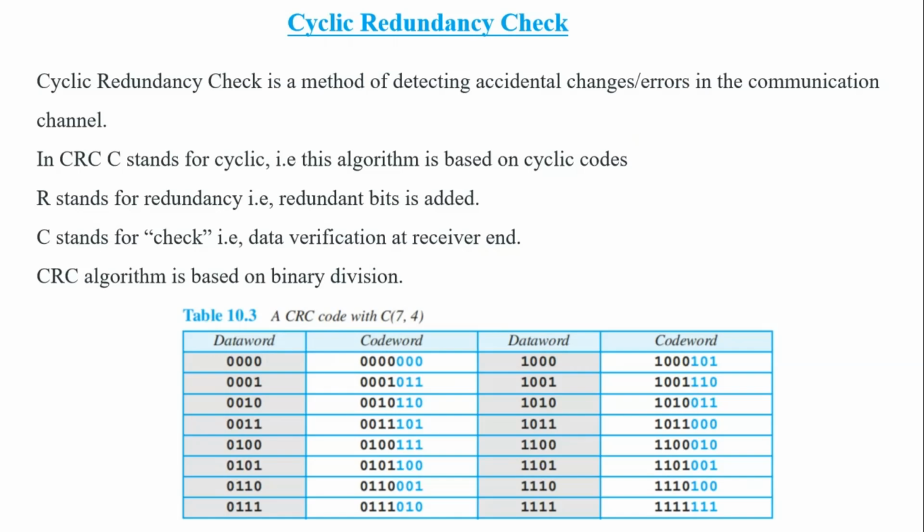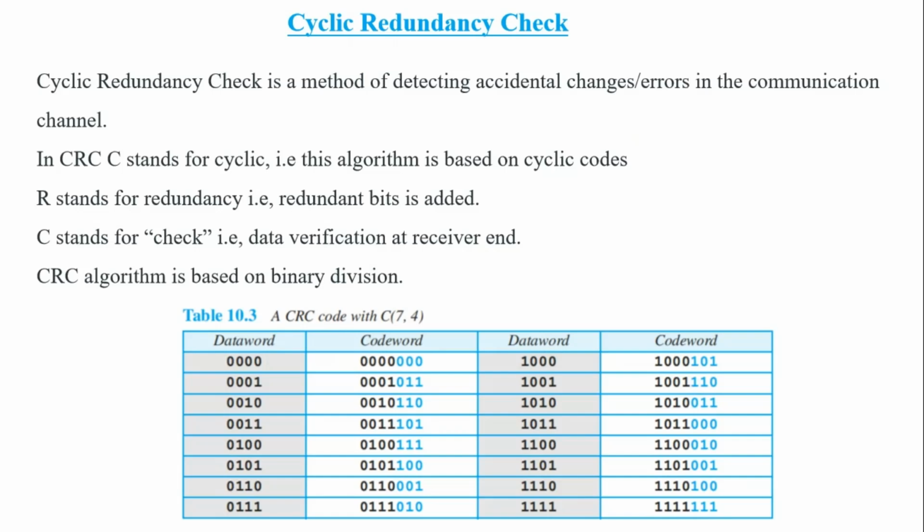Next, let's know what is cyclic redundancy check. This is basically a method for error detection. If any accidental changes or errors have been induced in the communication channel, to detect them we use CRC, that is cyclic redundancy check. CRC: C stands for cyclic, which means it is using the cyclic codes. Then R stands for redundancy.